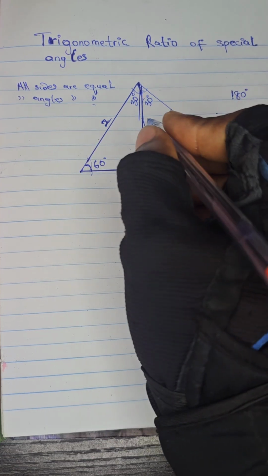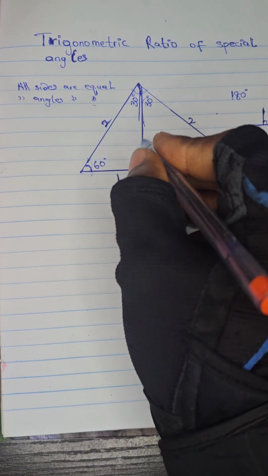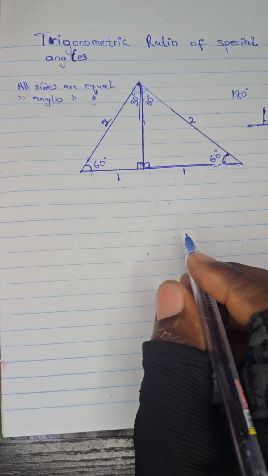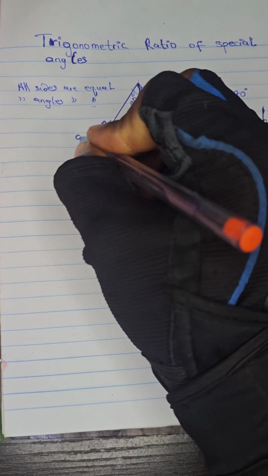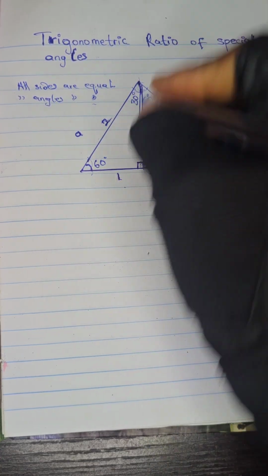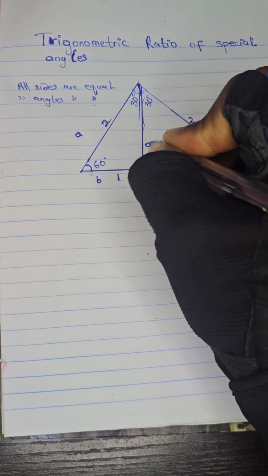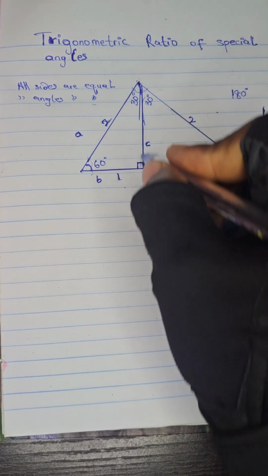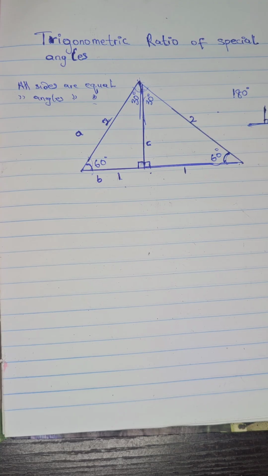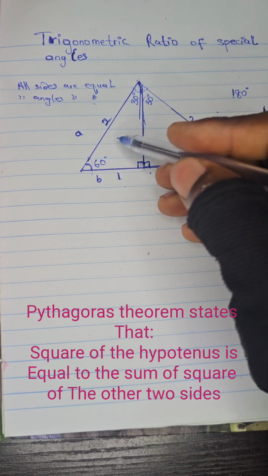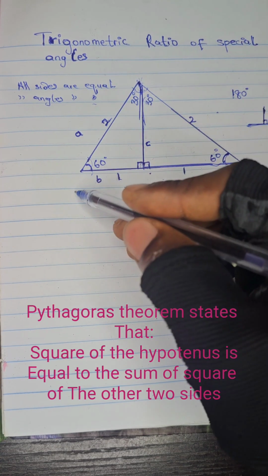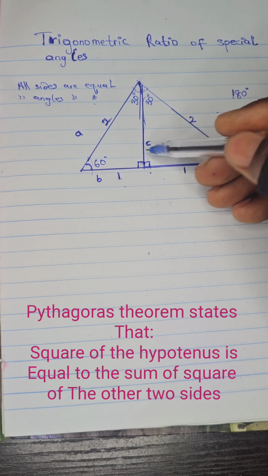Now, the next thing we are going to find is the length of this side. Let me call here A. That is this line here. Call here B. And call here C. Now, to find the length of this perpendicular line, we are going to use the Pythagoras theorem, which states that the square of the hypotenuse is equal to the sum of the squares of the two sides.